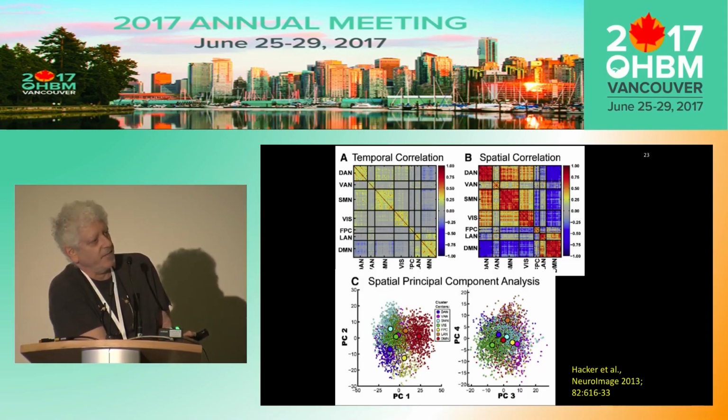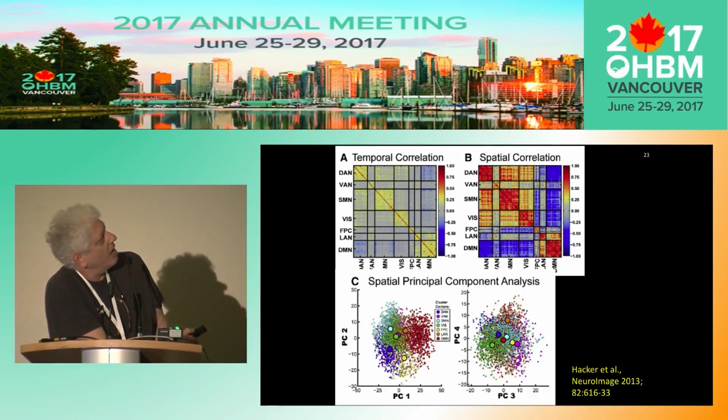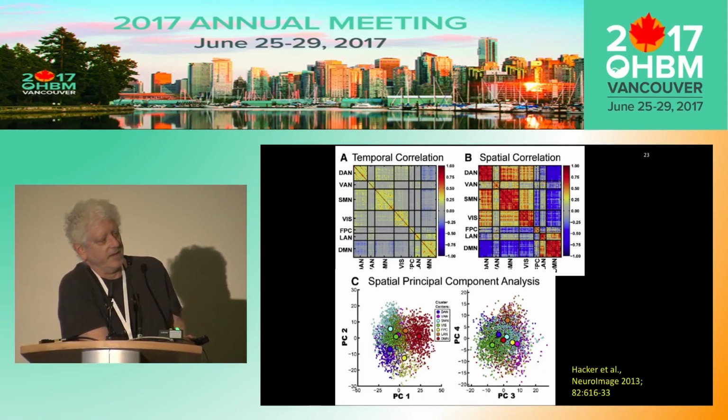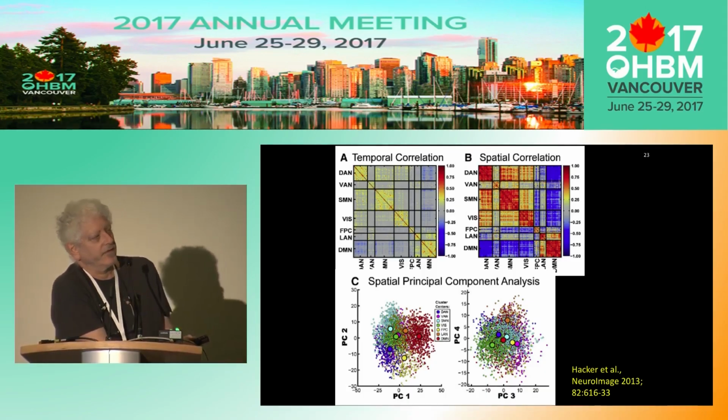This is simply the Pearson correlation obtained by computing the time series inner product over all voxel pairs in the brain. So I get a voxel by voxel matrix, and I can order the voxels so that they make some kind of sense in terms of resting state networks: dorsal attention, ventral attention, somatomotor, visual, and so on. So this is the 7-network solution. This is the functional connectivity matrix obtained from that way of looking at things.